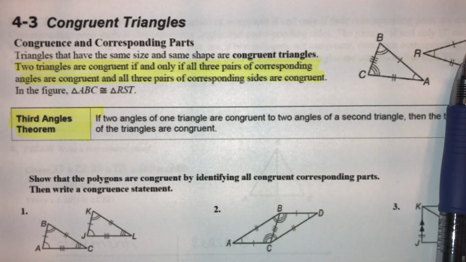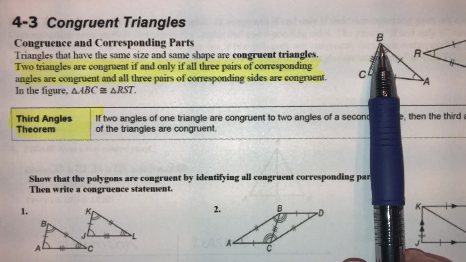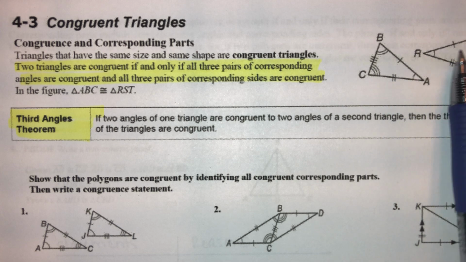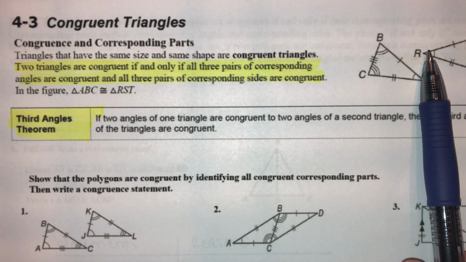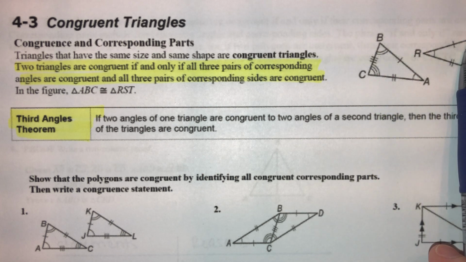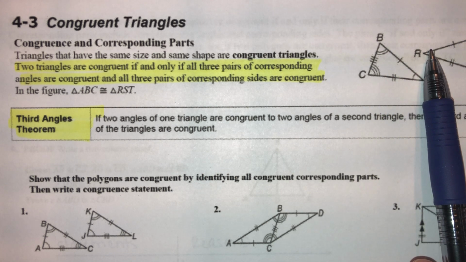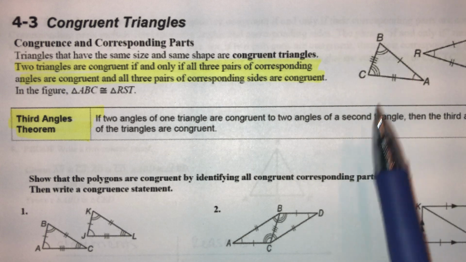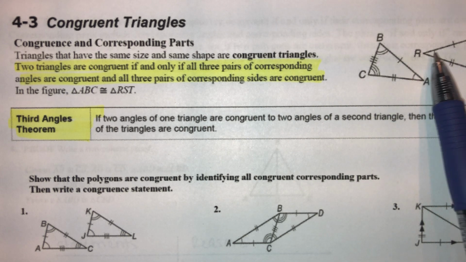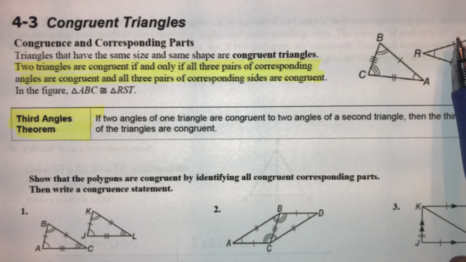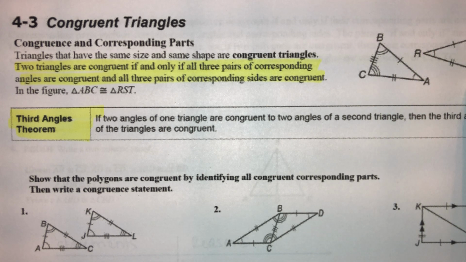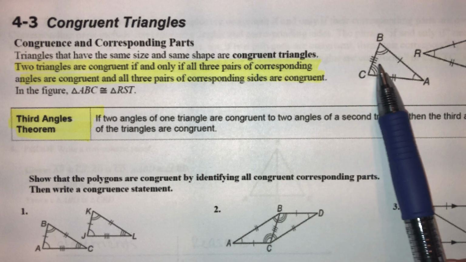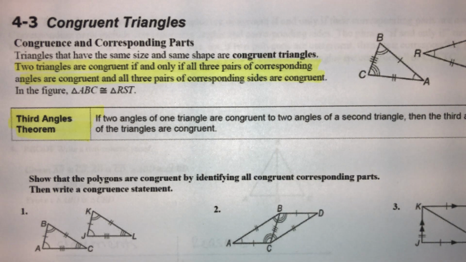So if we're trying to prove two triangles are congruent, and I know B and S are congruent, and A and R are congruent, if these are the same measure and these are the same measure, automatically, because once I know two angles, the third one has to add up to 180. If these two angles are the same as these two, then the third angle, if I don't know it, has to be the same as this third angle automatically. So that's the third angle theorem.